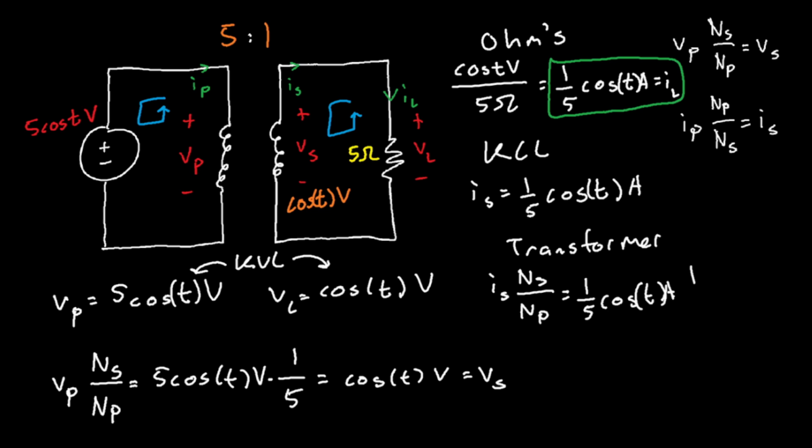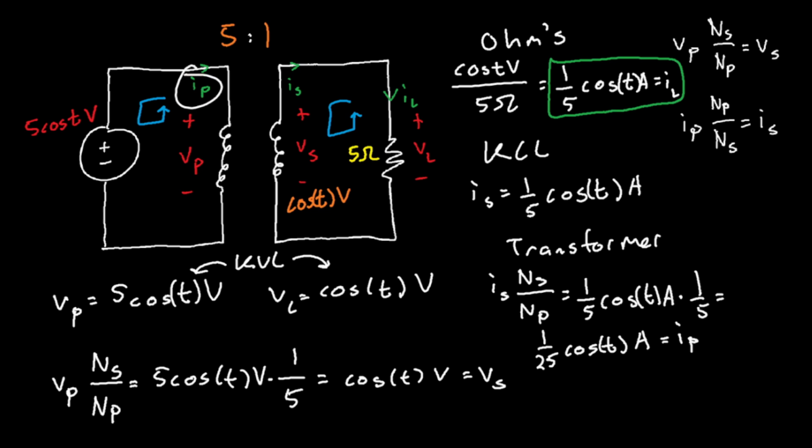Oh, that's really bad handwriting. Let me fix that for you guys. 1/5 times 1/5 is just simply equal to 1 over 25. Okay, running out of space. 1 over 25 cosine of T amps, and this is equal to I of P.